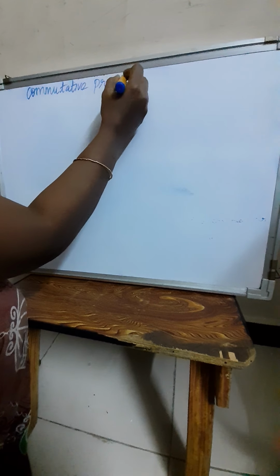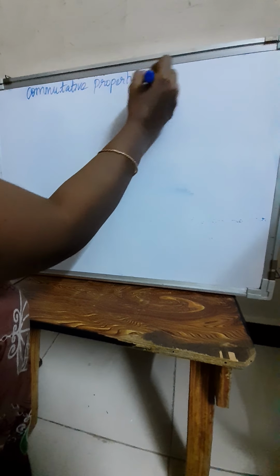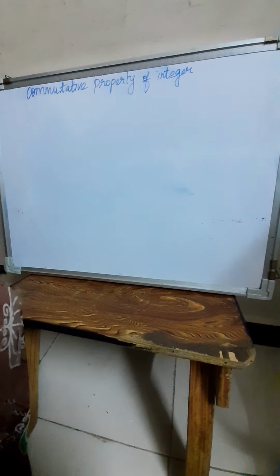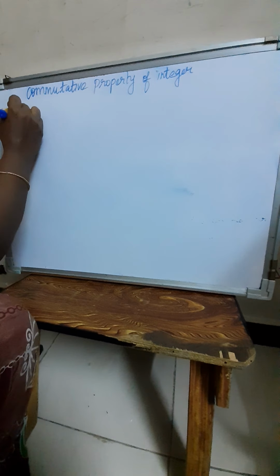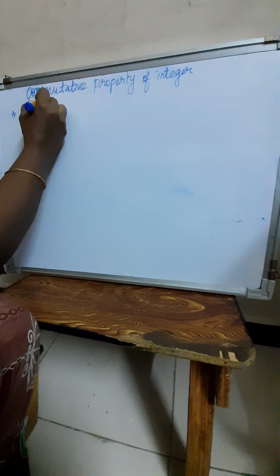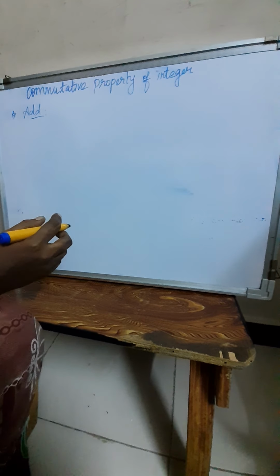In this class the next property we are going to check is the commutative property of integers. We are going to check whether it is true for all the four operations. First of all we are going to check for addition. For addition, does the commutative property hold or not, we are going to check.